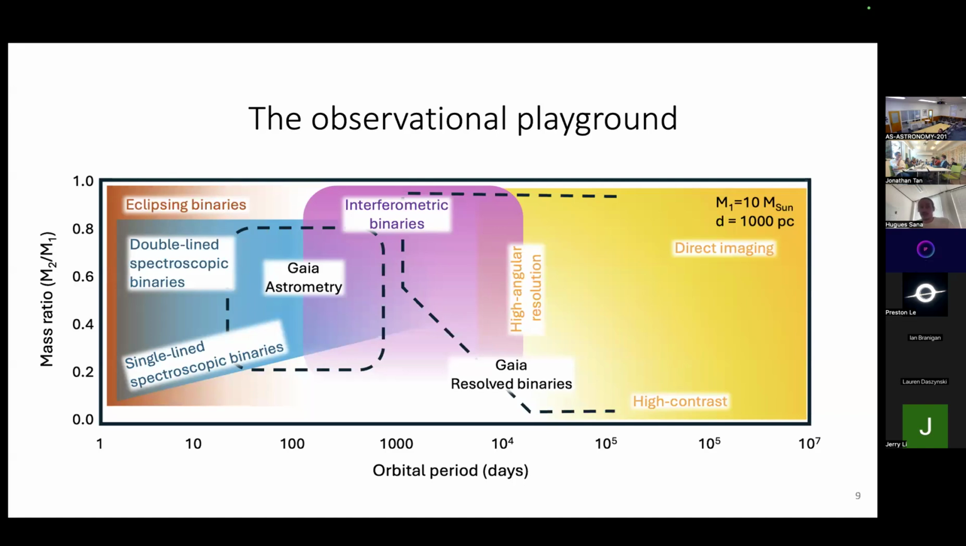The shortest periods can be detected as eclipsing binaries, so by photometry, where you see one star blocking the light of the other. Through spectroscopy, or at wider separation, you need astrometry. Gaia will be a game changer in that respect, but that is for next year. And then we've been doing a lot of study of interferometric binaries with the VLT interferometer in Chile.